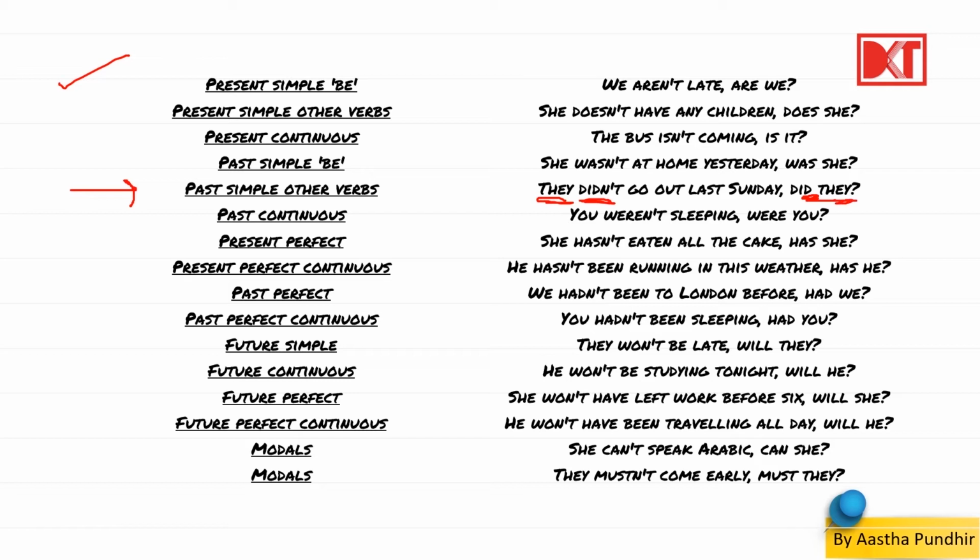Alright. Then suppose here you see future simple. They won't be late, will they? Again, they won't be late. Won't stands for will not. So here the verb is will. Again in the question tag the verb is will. Subject is they. In the question tag also the subject is they. Alright. You see in modals also. She can't speak Arabic, can she? They mustn't come early, must they? So here you can see negative statements use positive question tags and vice versa.